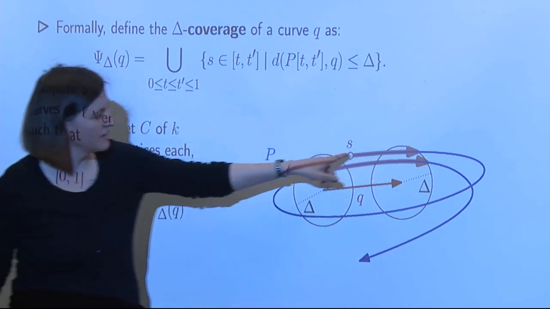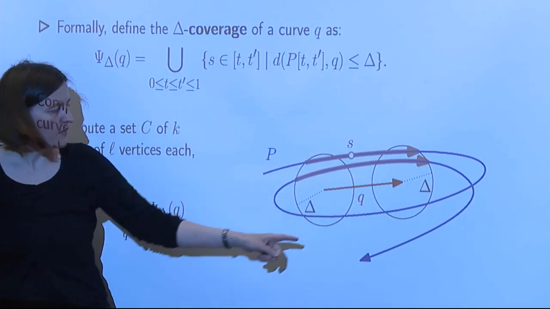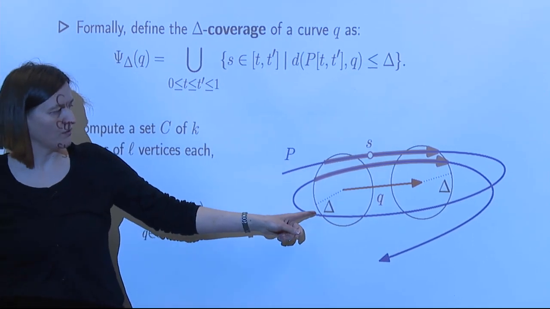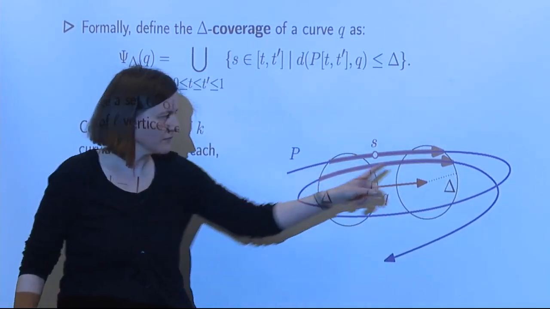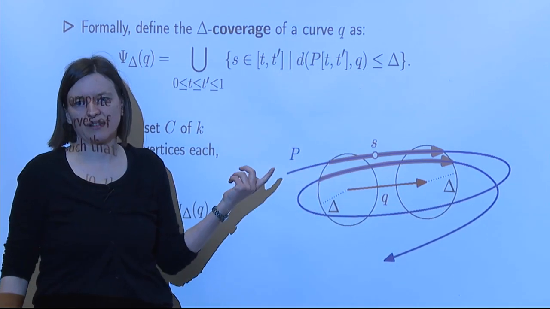So for example, these two subtrajectories are in the set defined by Q, but this one here goes in the wrong direction. So P goes like this, and this one is not in the metric ball because it goes in the wrong direction.